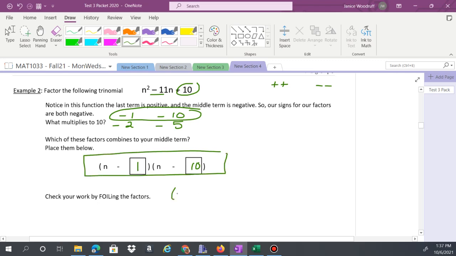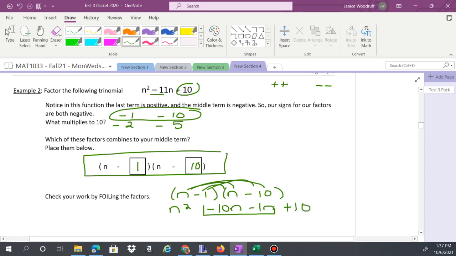And then we check. n times n is n squared. n times negative 10, negative 10n. Negative 1 times n, negative 1n. Negative 1 times negative 10, positive 10. The middle terms combine to negative 11. We're good to go.